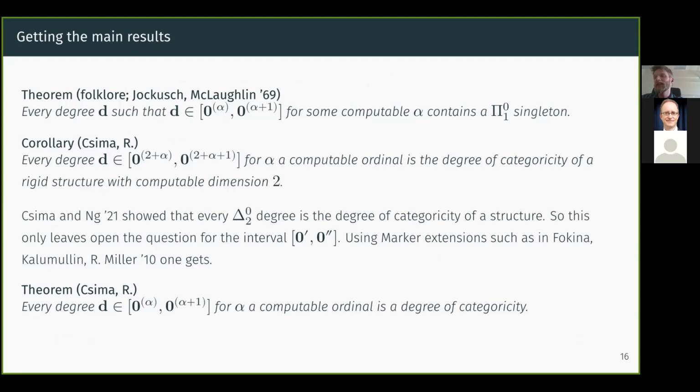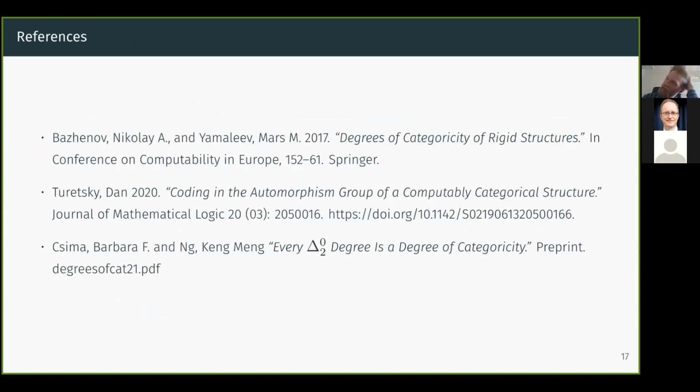But using marker extensions, one can just use a lemma that Vatev, Kalimullin, and Russell Miller proved. One can get the same result for the interval between zero jump and zero double jump. Yeah, thank you. So this is all I have prepared for today.